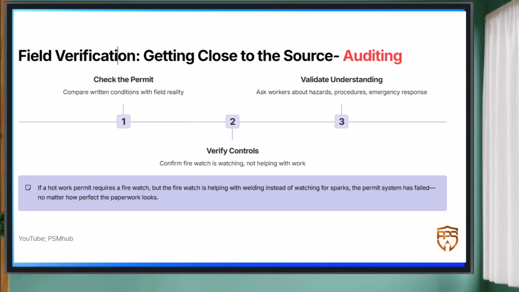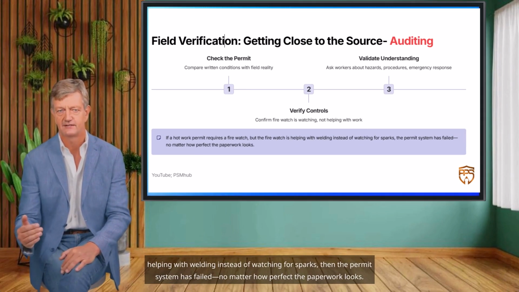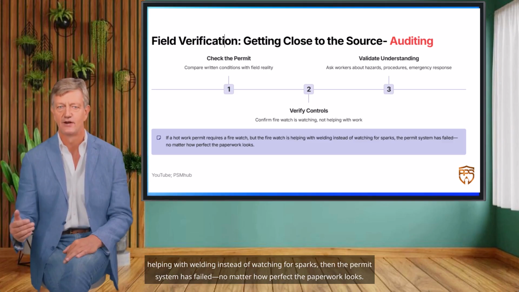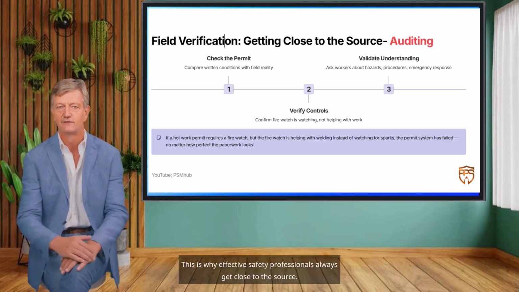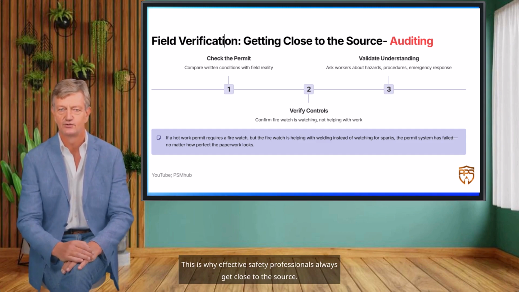If a hot work permit requires a fire watch, but the fire watch is helping with welding instead of watching for sparks, then the permit system has failed, no matter how perfect the paperwork looks. This is why effective safety professionals always get close to the source.